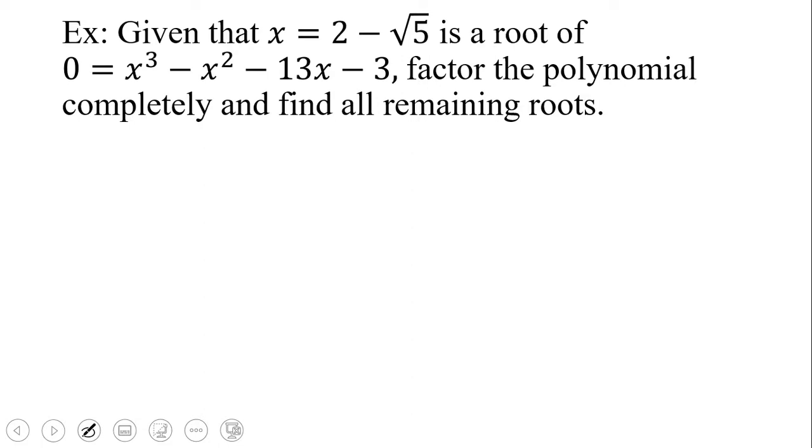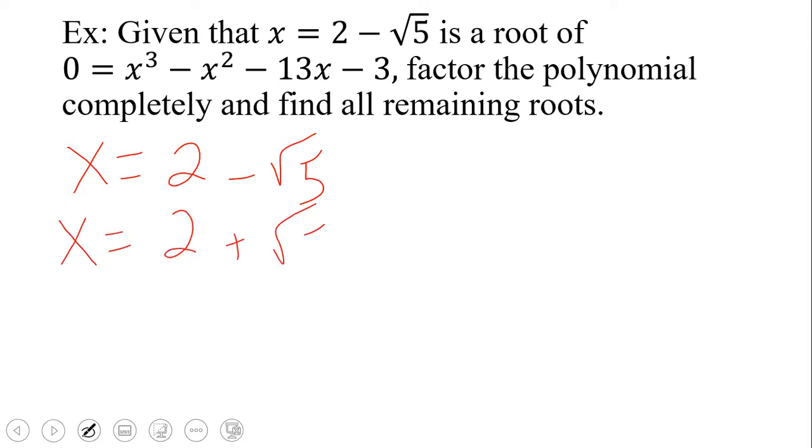And then let's go ahead and look at what a question like that would look like. So suppose I tell you that 2 minus radical 5 is a root of this cubic. Factor the polynomial completely and find all the remaining roots. So the fact that x equals 2 minus radical 5 is a solution, I automatically should write 2 plus radical 5. Those are a pair of conjugates. 100%, if I know that one of them is a solution, automatically the other has to be a solution. In order to use that formula from the previous slide, x squared minus the sum of the roots times x plus the product, I have to literally find the sum and the product of these two roots.